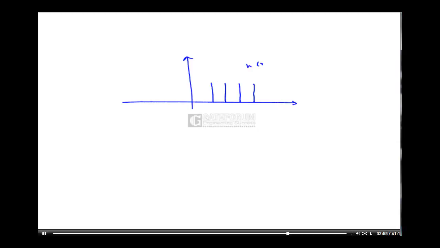This is my h of k. Now if I make x of n minus k, it will be just like overlapping. I can write overlapping x of n minus k over h of k.